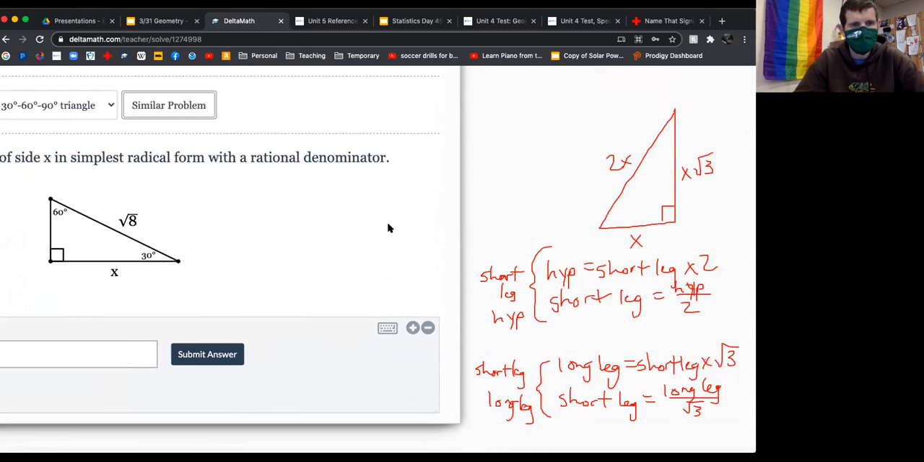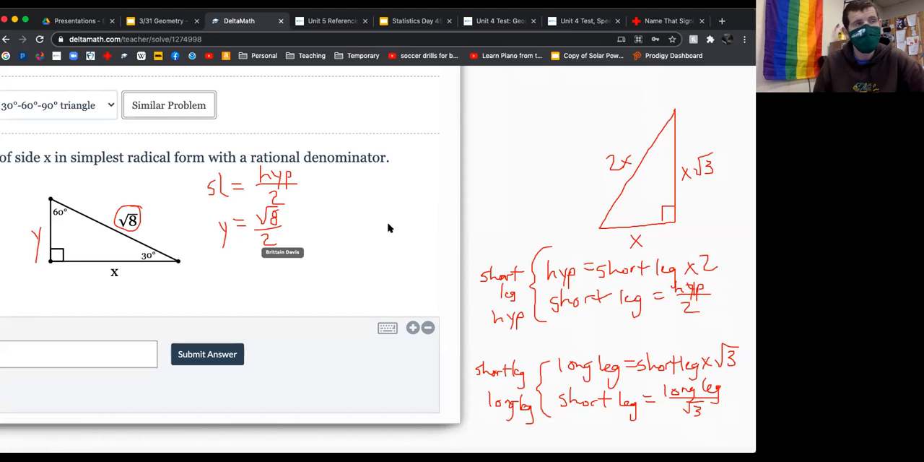So now we've got this weird thing. I'm just going to run through this one, okay? Because we've done this quite a bit. We know the hypotenuse. We're solving for the long leg. So the first thing I need to do is solve for my short leg, which I'm going to call y. If I know the hypotenuse, I can solve for the short leg by taking the hypotenuse and dividing by 2. That is just this equation found over on the right side. You can see where that comes from. So the short leg y is going to be the square root of 8 divided by 2.